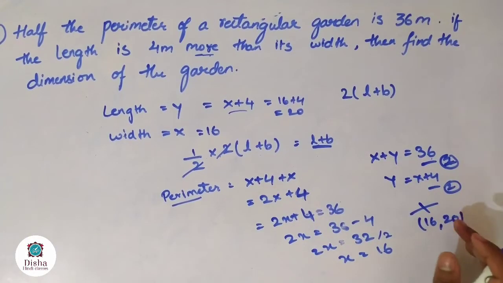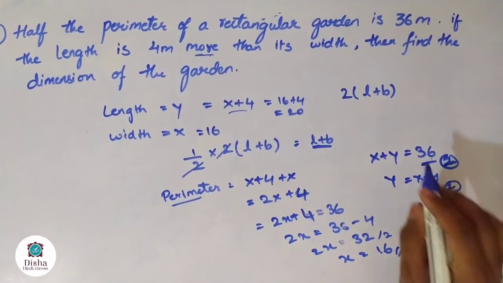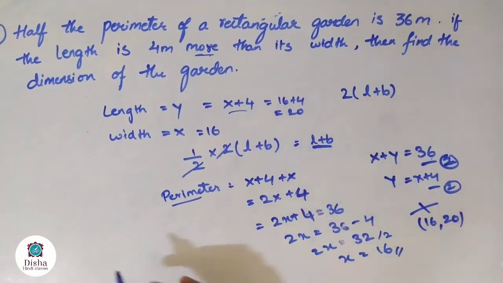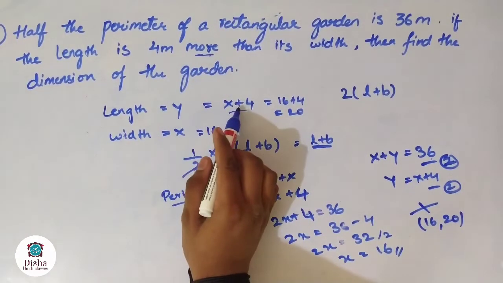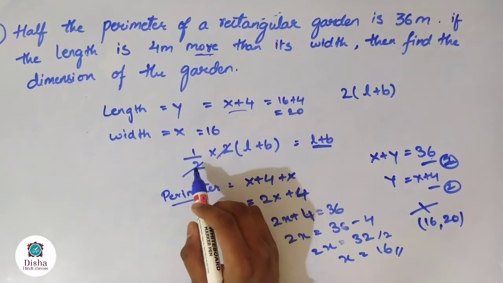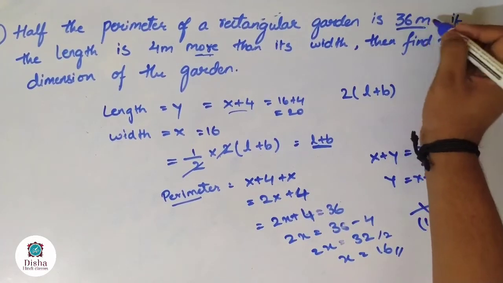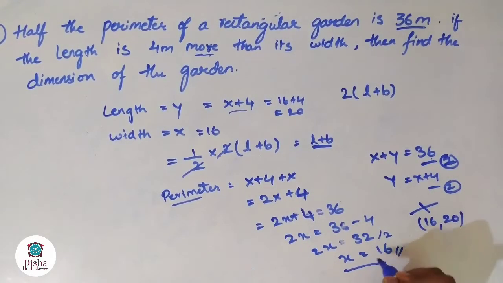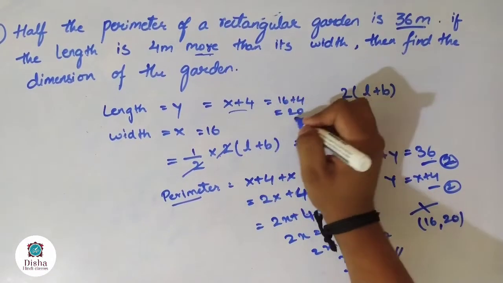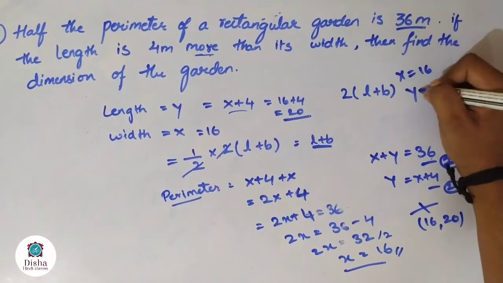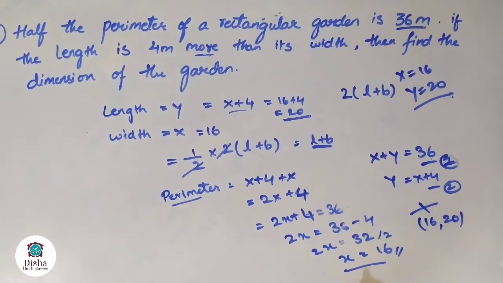So it will be a long method. If you have time, you can go for the graphical method. But if you want to do it easily, you can do this. If you are finding the graphical method difficult, then you can opt for this solution. Length is y, we have taken x plus 4, that is given here. So we got the perimeter L plus B, then we substituted the given perimeter 36 meters, then we got the x value, then we substituted the x value here and got the y value. Okay, so therefore x equals 16, y equals 20 is the final answer for this question.